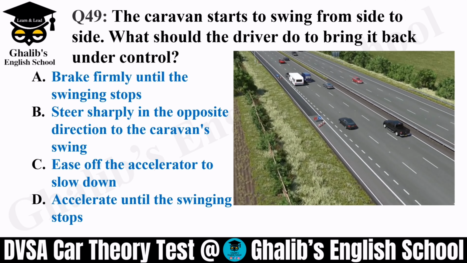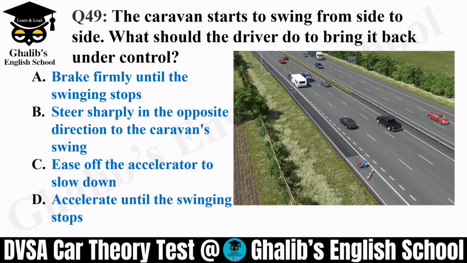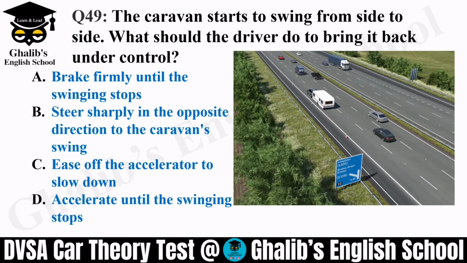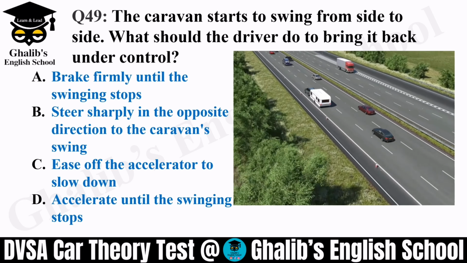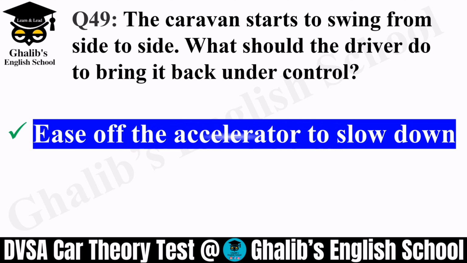There you go, it starts swinging. Oh my goodness, that's very dangerous. So what do you think could be the correct option? Let's find out. The correct option is the driver should ease off the accelerator to slow down and bring it under control. If the driver stops suddenly, or does an emergency brake or panics, then it's going to go worse. So the driver should ease off the accelerator to slow down gradually.